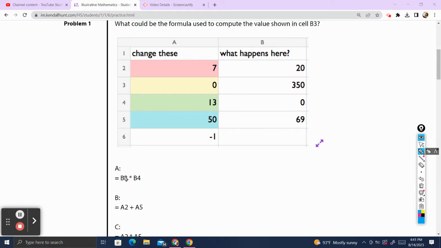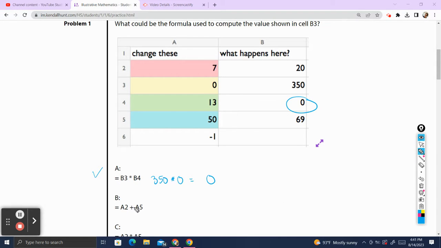Answer choice A says B3 times B4. So B3 is 350 times B4, which is 0, gets me 0. However, we're computing the value in B3, so I'm not sure we can use B3 as part of our answer. So we're going to put a little check here, but also see if we have a better answer.